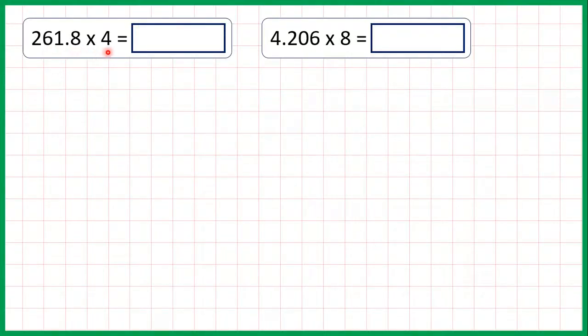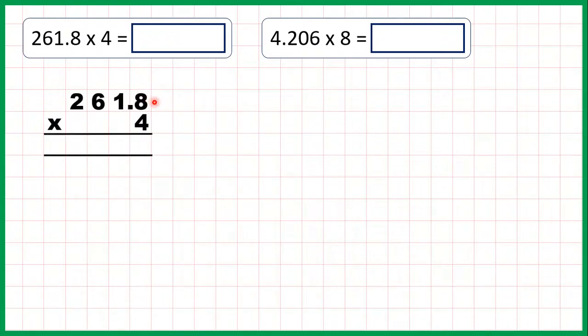261.8 times 4. So we can set this out as a column multiplication. The only thing we need to remember is because there's one decimal place in the question, there needs to be one decimal place in the answer. So that we don't forget, let's copy down the decimal point straight away.